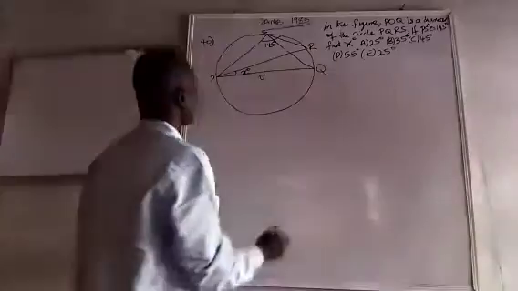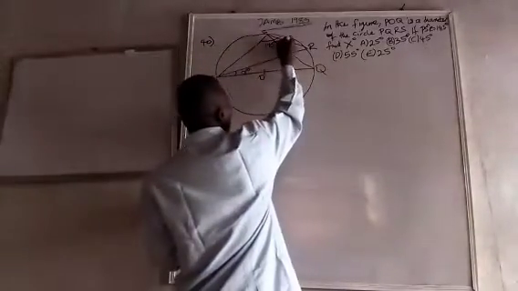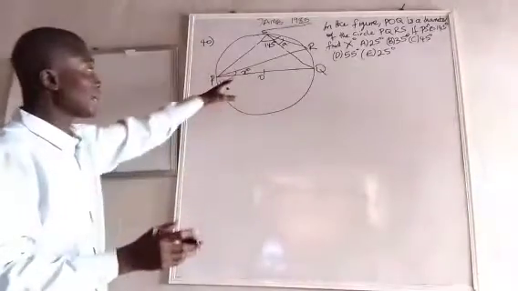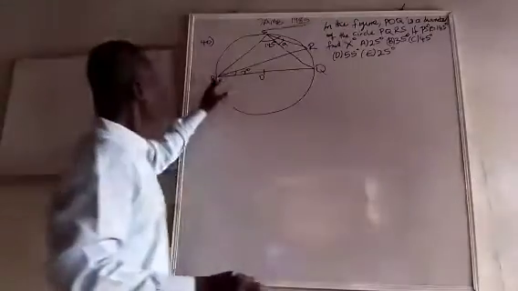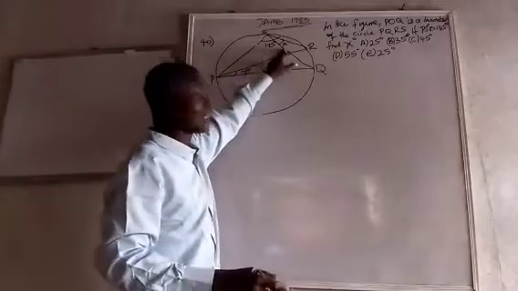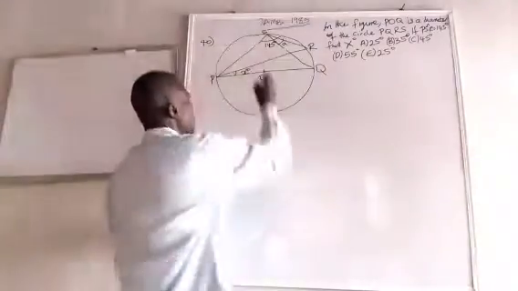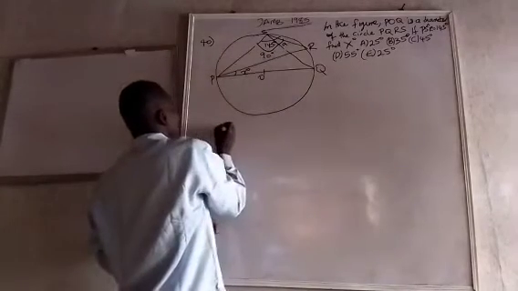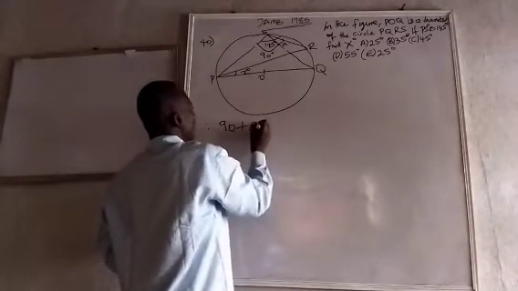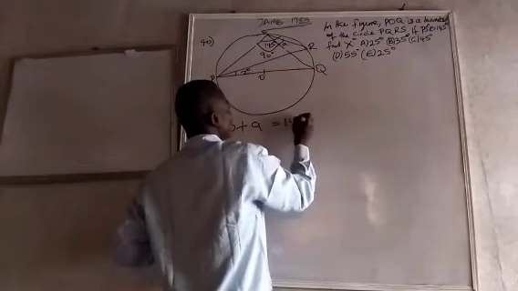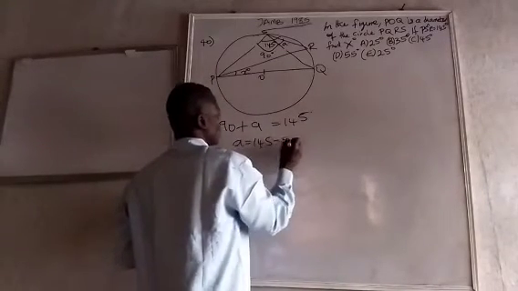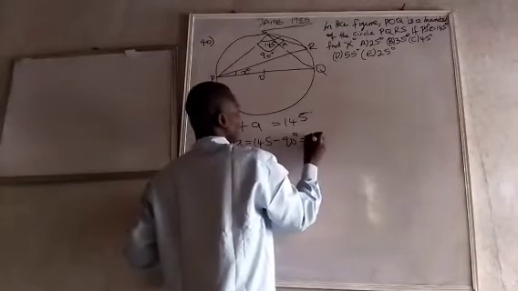Now look at this. This one here will be equal to this one here. That's just the simple thing. Once you can establish that fact, every other thing becomes simple. This one is 180 degrees. So the one at the circumference is 90 degrees. So it means that this place to this place is 90 degrees. Therefore, 90 plus A is equal to 145. A is 145 minus 90, which is 55.